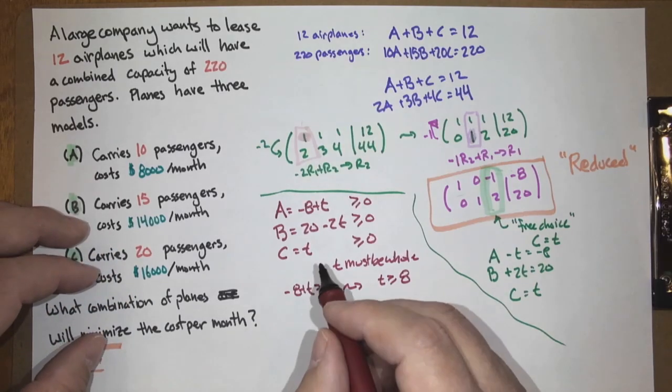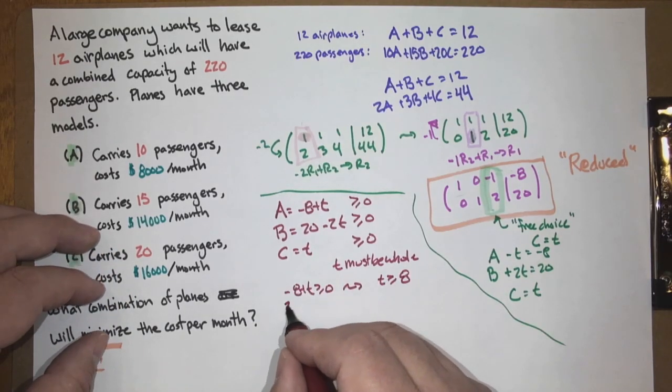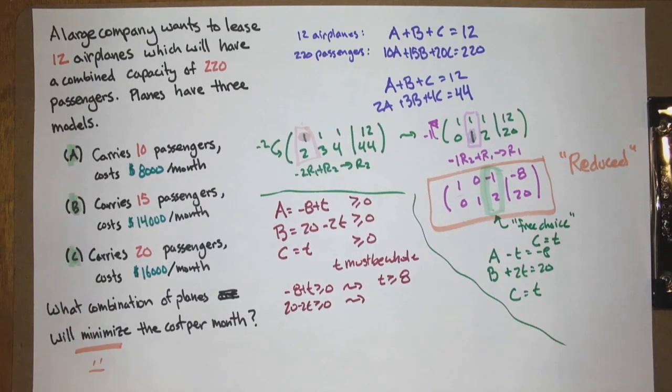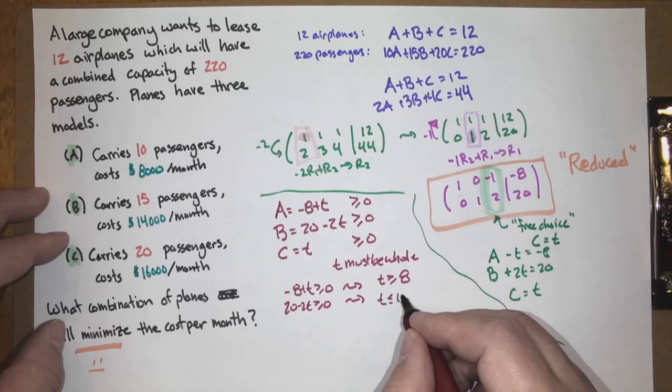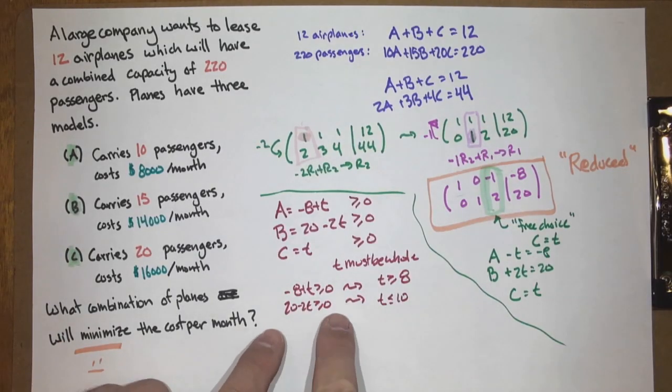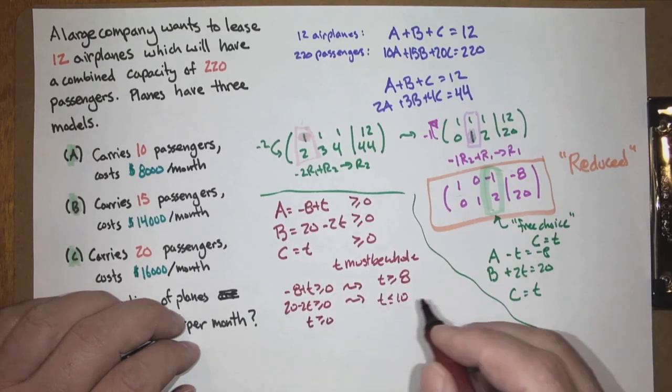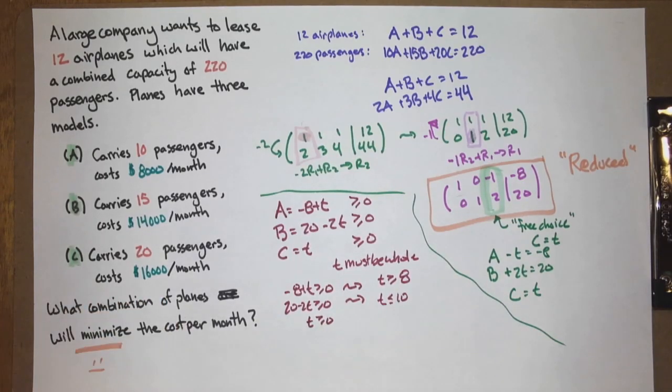All right. We also have 20 minus 2t is greater than or equal to 0. What does that tell us? If we move stuff around, what does that give us? T is less than or equal to 10, right? Because I could add 2t and I could divide by 2. We also have that t must be greater than or equal to 0. Well, that really doesn't give us anything new. We already said t is greater than or equal to 8.